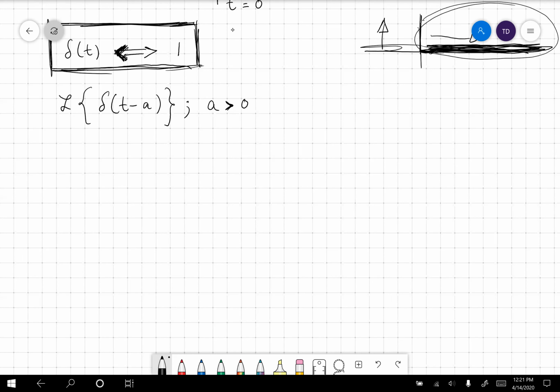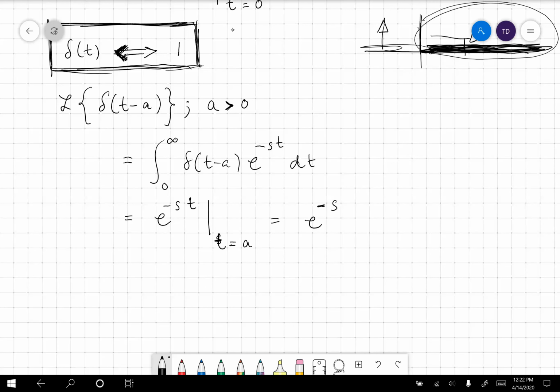That would be uninteresting. So the Laplace transform is the integral from 0 to infinity of delta of t minus a times e to the minus st dt. And we know it's still the sifting property. So it's going to sift out e to the minus st evaluated when t is equal to a. That's where the impulse occurs. And so that is equal to e to the minus sa.